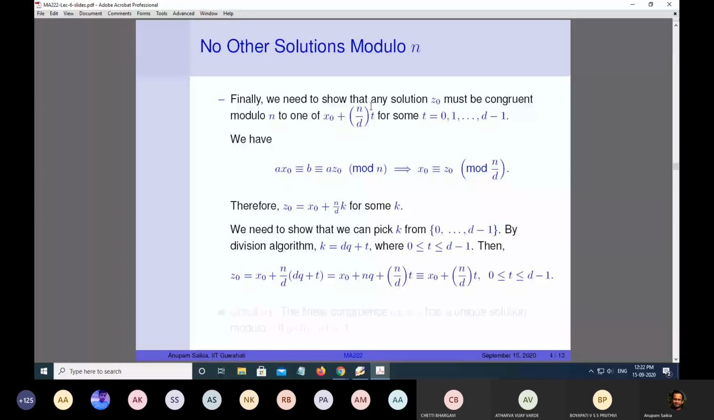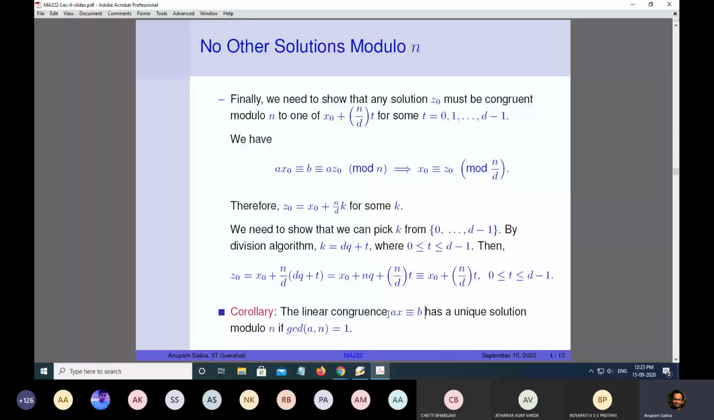And in particular, the linear congruence ax congruent to b mod n has a unique solution modulo n if GCD of a and n is 1. Because see, how many solutions are we getting? We are getting d solutions. But if d is 1, basically we are getting one solution, because then it becomes x0 plus nt. Anyway, that becomes meaningless because t will now be 0. So we'll get one solution when d is 1.